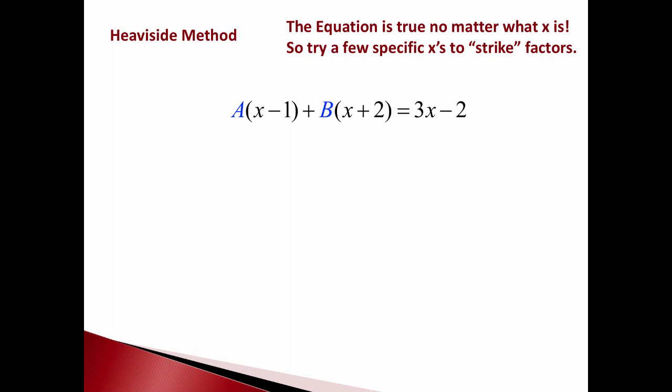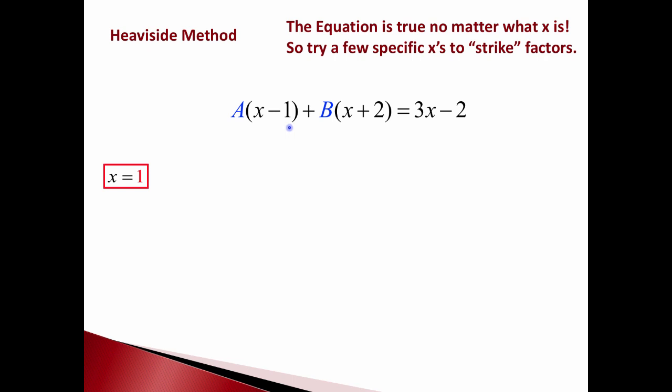So what I can do is just plug in a few x's and see what happens. Like if I stuck in 1 for x, you see what'll happen. Sometimes they'll call this striking factors because as soon as I put a 1 right there for x, this 1 minus 1, oh wow, that's 0. Everybody see that? So all of a sudden, 0 times a, well, that's easy to deal with. The a went away. You think, oh wait, what happened? You killed my a. No!